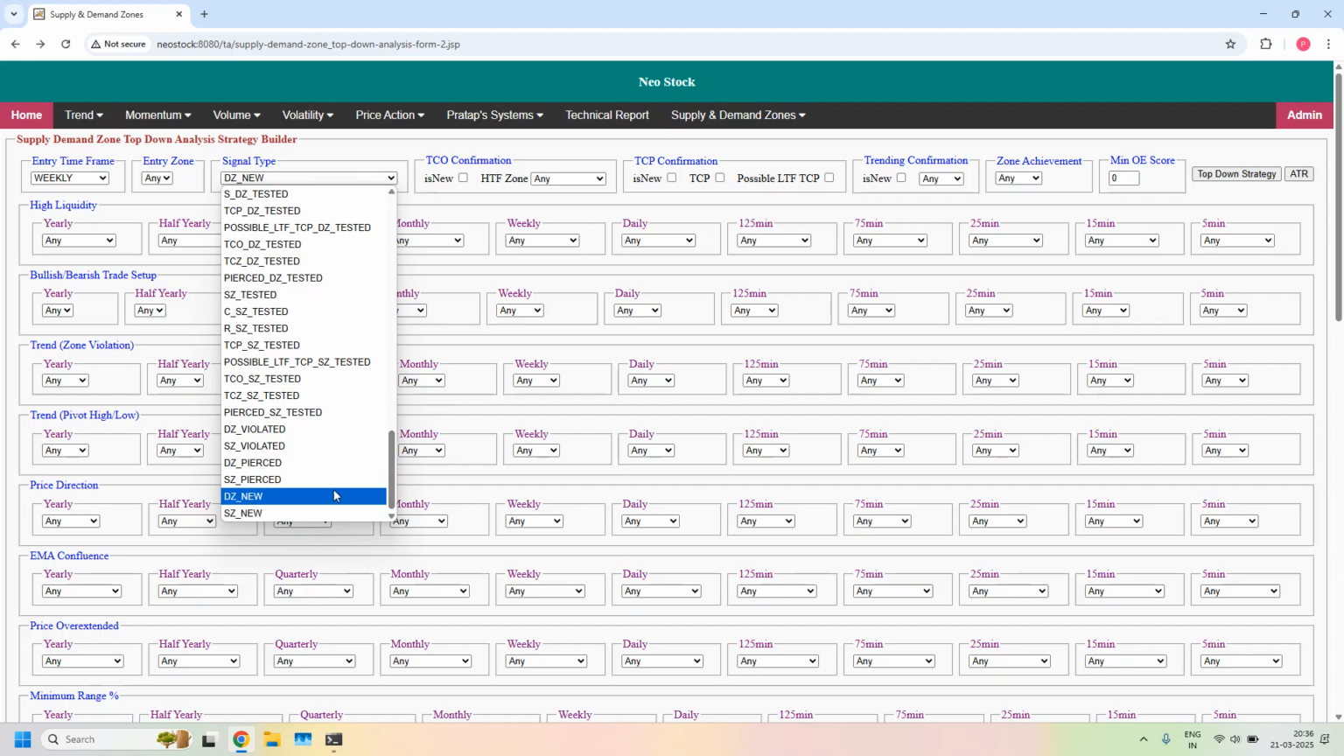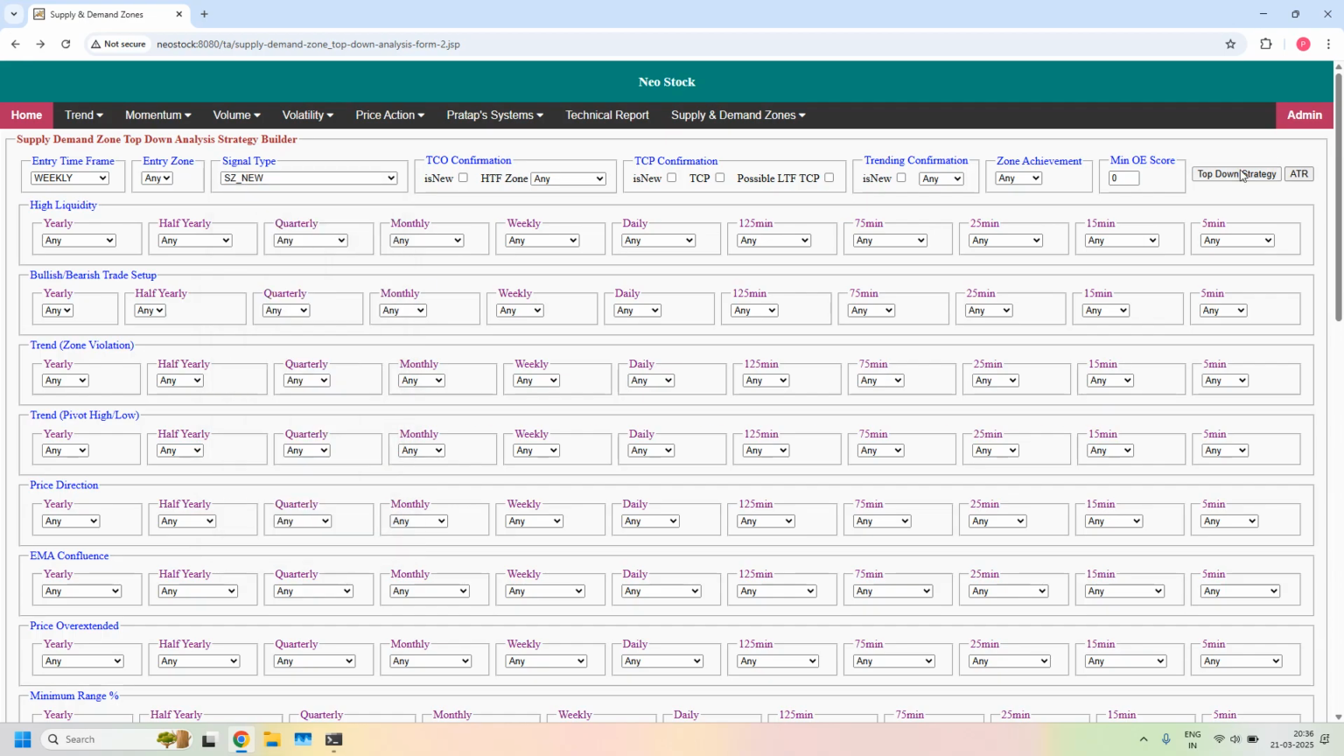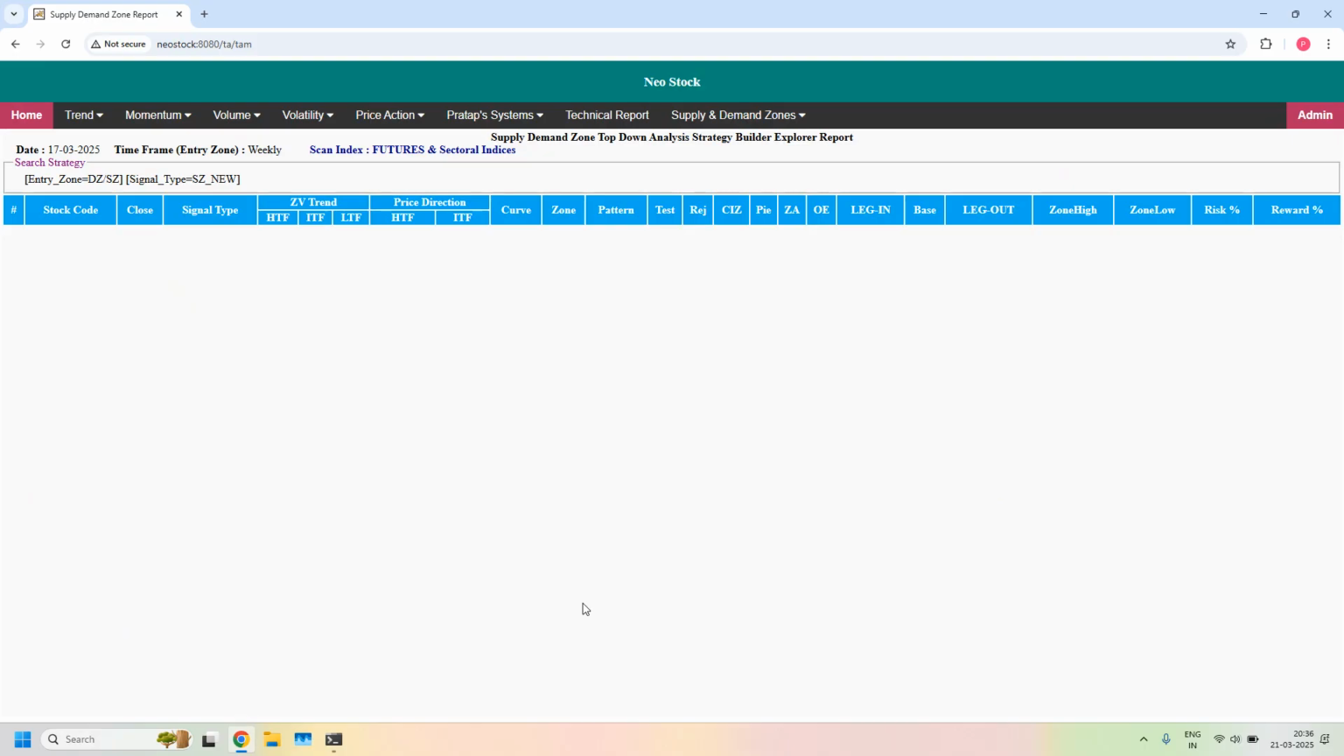let us find the stocks having newly created weekly supply zones during this week. No supply zones during this week, only demand zones. So demand is stronger, much, much stronger.